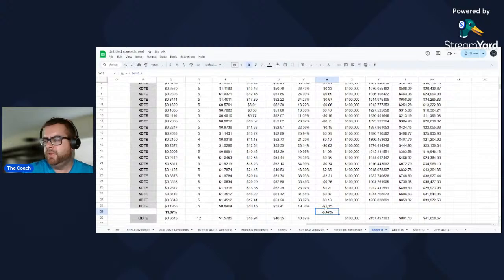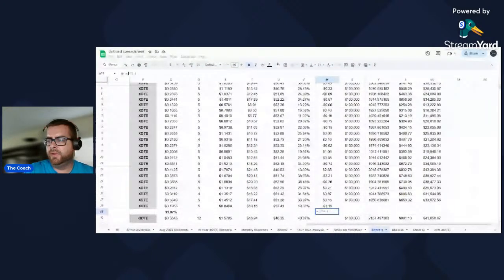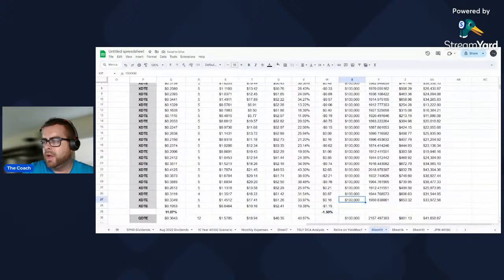Let's see. 53.10 minus 52.41 is 69 cents. So we've come back almost, actually over a dollar. 0.69. So this is phenomenal. We have almost no NAV erosion here. Really phenomenal. I still think that this is a winning strategy compared to YieldMax, actually.